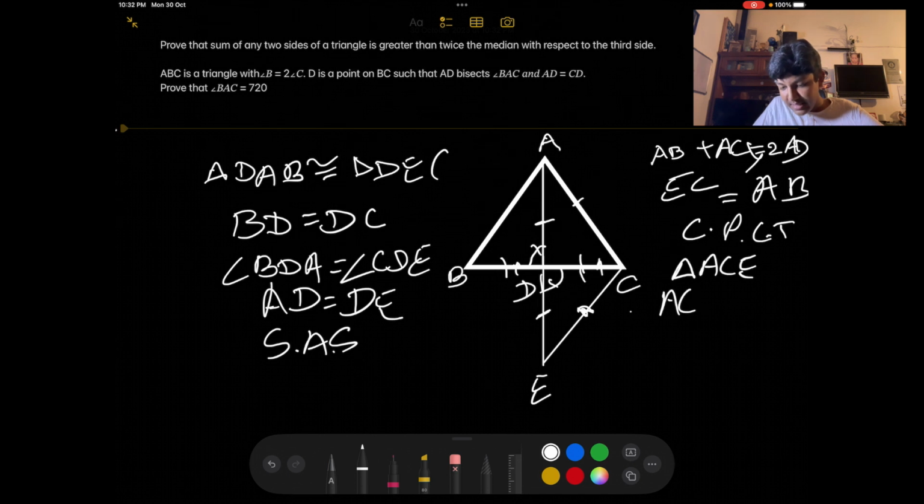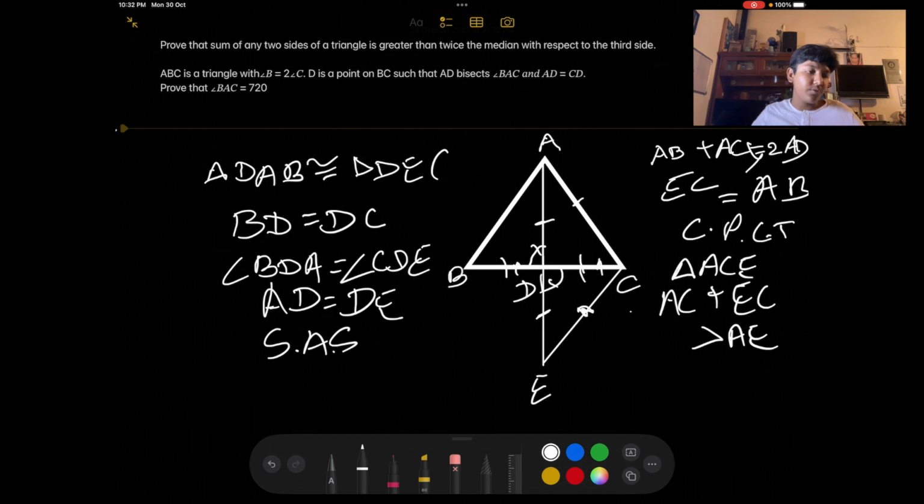triangle AC plus EC is greater than AE, because this is a property of triangles that when we add two sides, it is always greater than the third side, right? And now we know that AC plus EC is also equal to AC plus AB, because EC equals AB, we have shown over here. EC is equal to AB by CPCT.